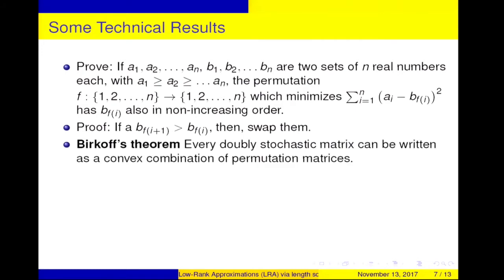Now we have to use another nice theorem called Birkhoff's theorem that says every doubly stochastic matrix can be written as a convex combination of permutation matrices. Did I define that? No, I didn't define those terms, so maybe I should just recall those terms.